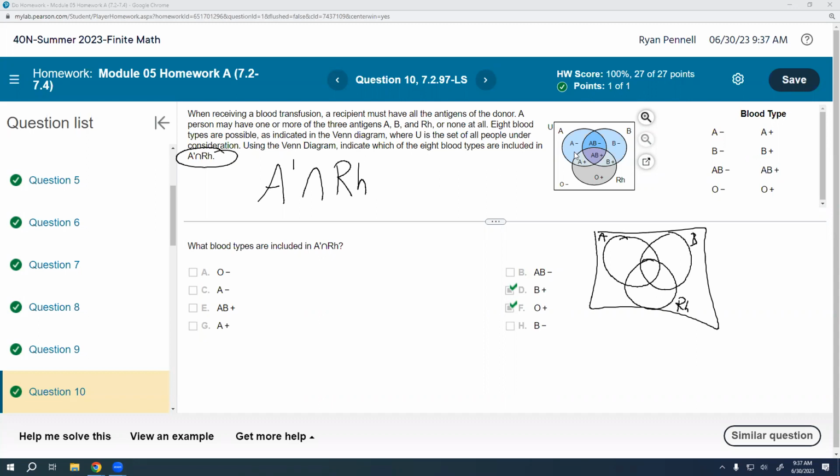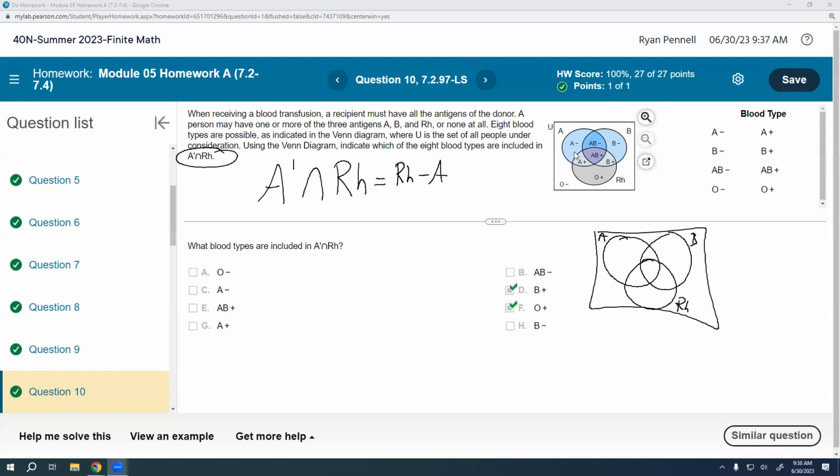Well, what does that complement do? This is how I think of it, as RH minus A. That A complement, we want to take it away. That's like the set version of subtraction. So what part of RH overlaps with A? That's this part, right? That's the part that overlaps. That's the part we want to take away.